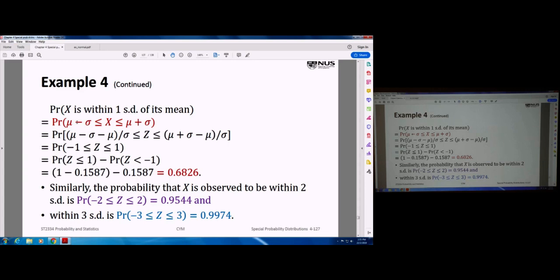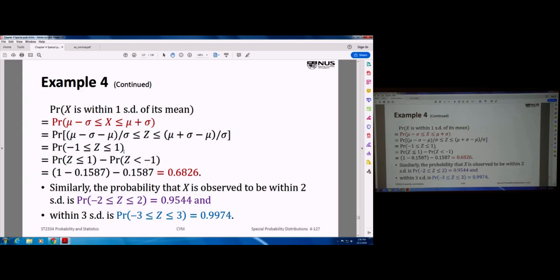Because as usual, what you're going to do is you standardize. So I subtract mu and divide by sigma, and if I do that, this becomes standard Gaussian, 0 mean unit variance. This one becomes -1, and this becomes 1. And that's the reason why it doesn't matter what the mean or the variance is in this particular example. Now I want to find the probability that z lies between -1 and 1, and that's 0.6826. So this is 1, this is -1, this is the area which has been computed from the tables.